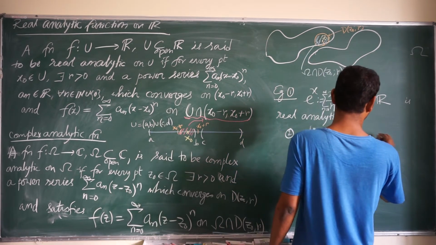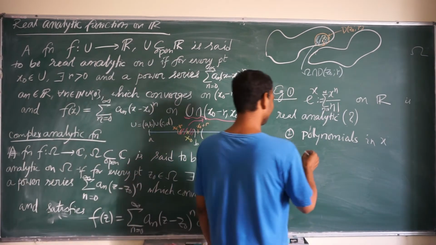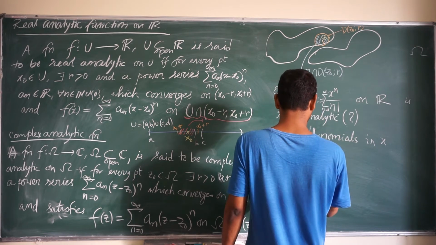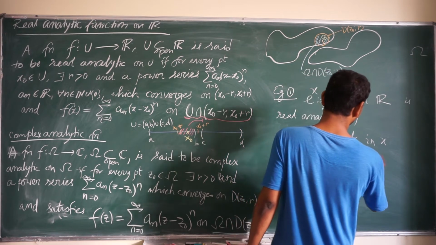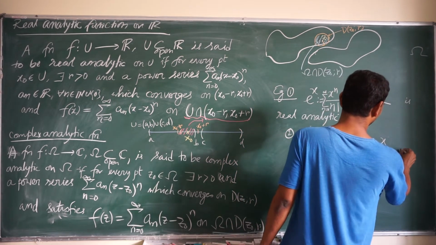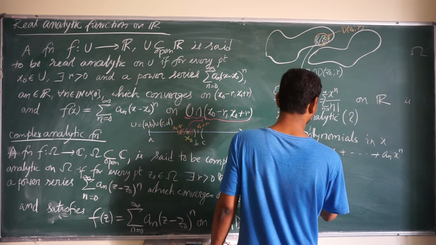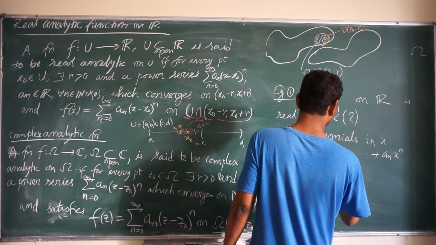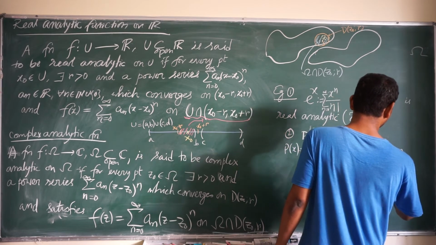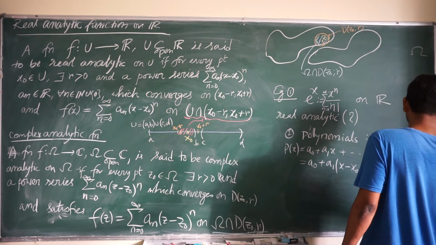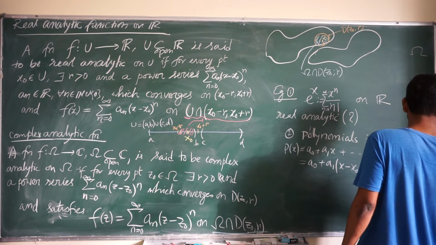Polynomials in x should be okay. Suppose you have a naught plus a1 x plus ... plus an x to the power n. This is p(x). Around x naught you can write it as a naught plus a1 times (x minus x naught plus x naught), and so on, plus an (x minus x naught plus x naught) to the power n.